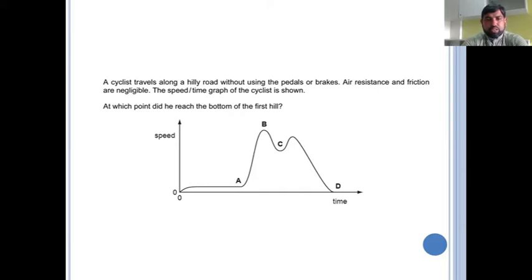A cyclist travels along a hilly road without using a pedal or brakes. Air resistance and friction are negligible. The speed time graph of the cyclist is shown. At which point did he reach the bottom of the first hill? At the bottom of the first hill, speed will be higher.